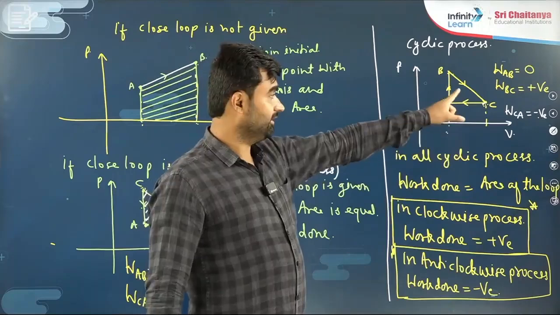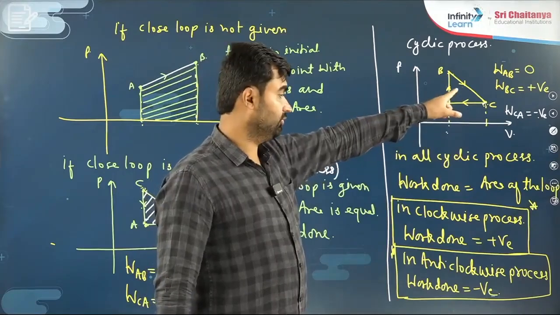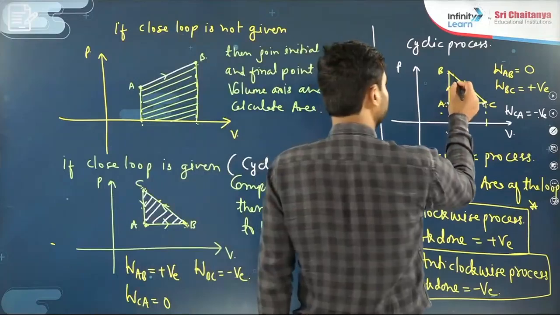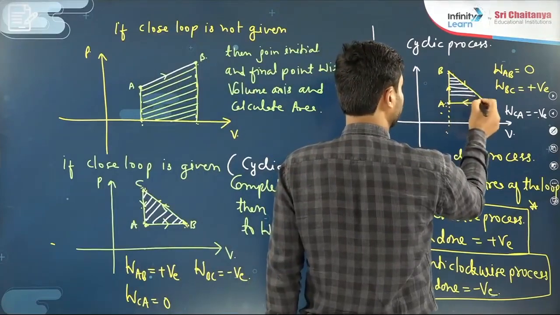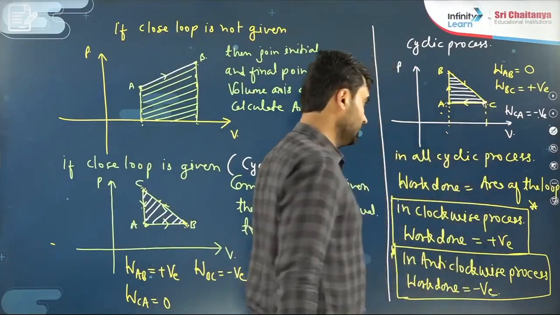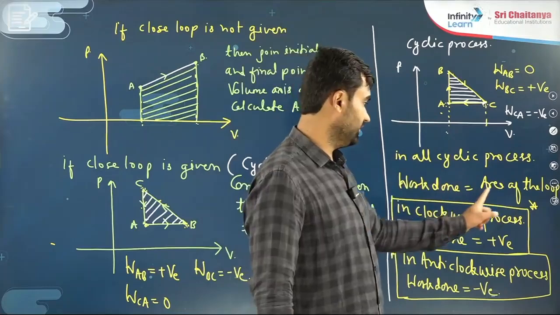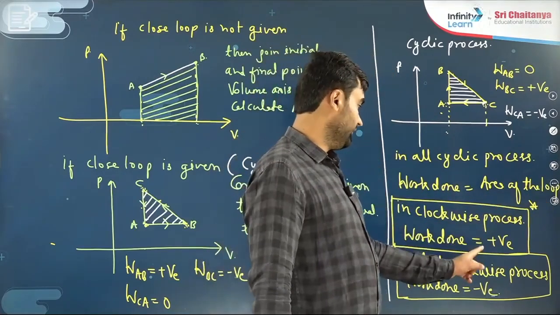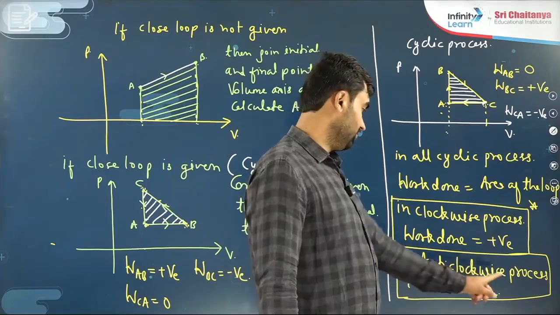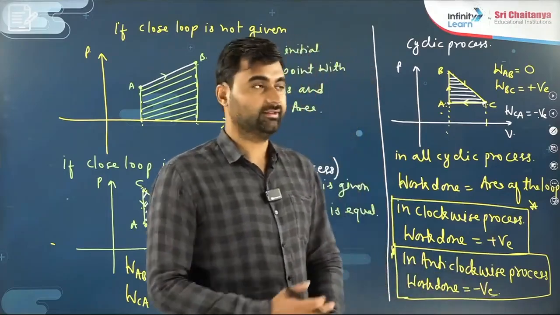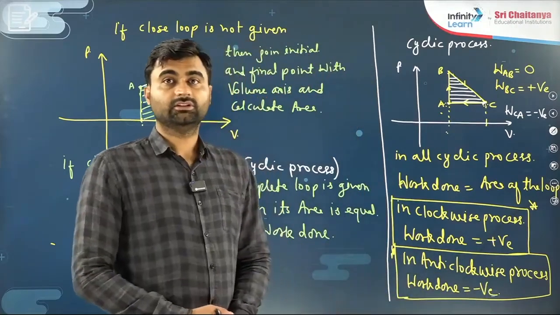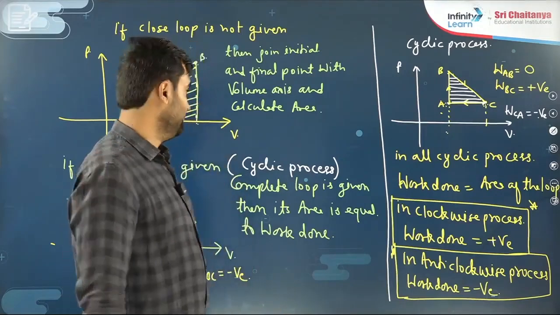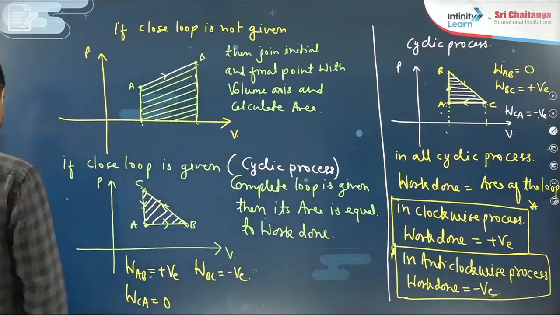So in all cyclic closed processes, work done is equal to the area of this loop. Here also, work done equals the area of this loop. Okay, so in all cyclic processes, work done equals the area of the loop. And in clockwise you take the positive sign, and in anti-clockwise the negative sign. Is it clear? Understood? Now I am giving you a question, you have to tell the answer.